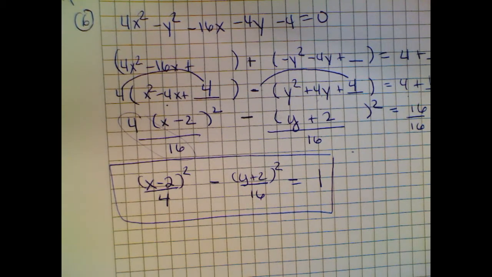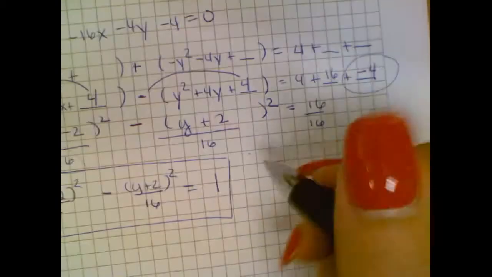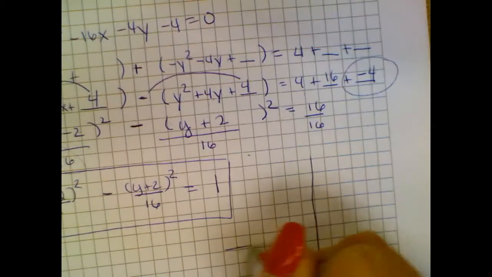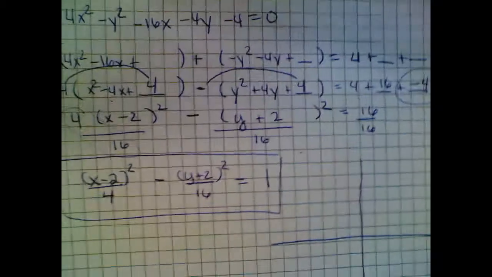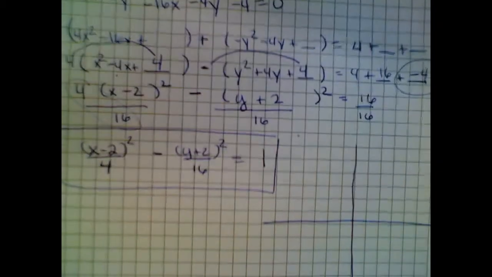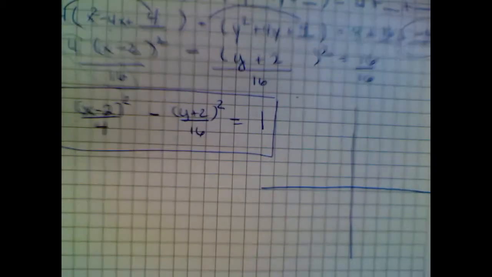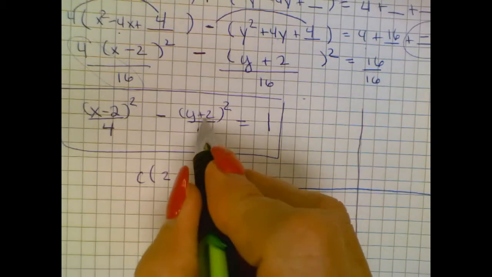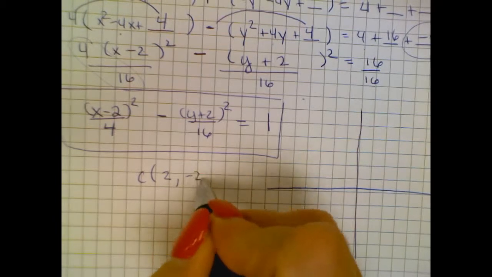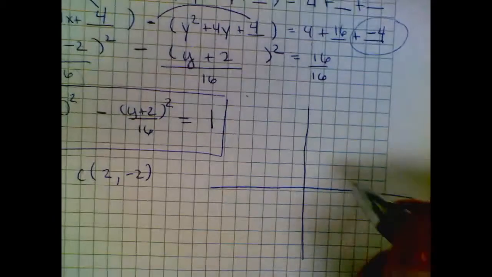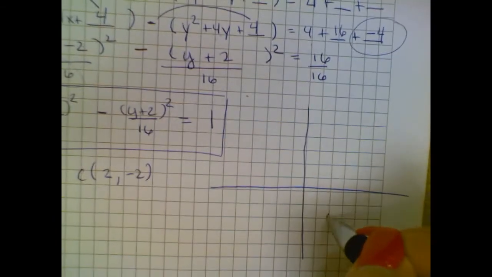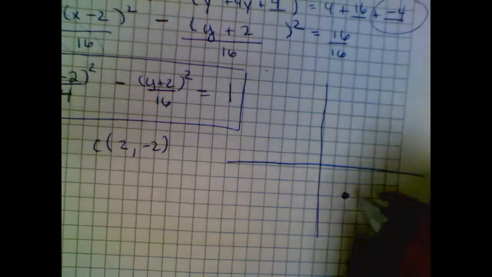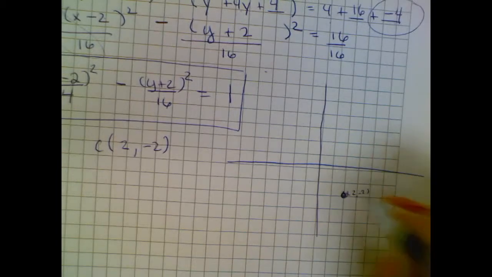Now, we need to graph it. So do your x and y axis. My lines weren't too good there, were they? Okay, so for my center, find your x and take the opposite of the number with x, find your y and take the opposite of that. So my center is 2, negative 2. Just like an ellipse, that's not going to change. So there is my center, 2, negative 2. We want to label it 2, negative 2.